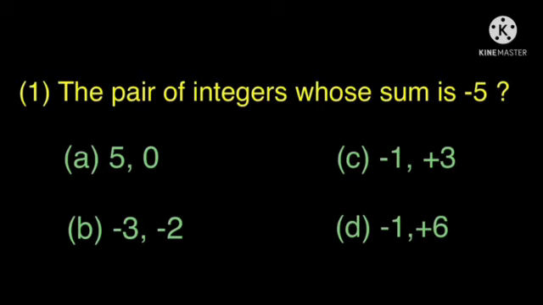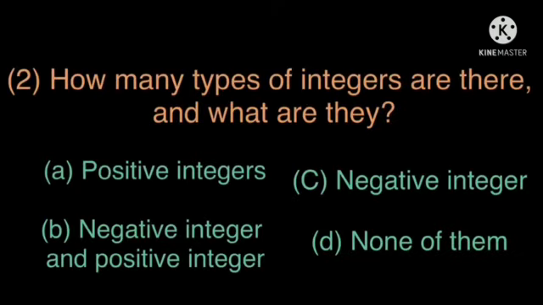Minus 3 plus minus 2. Here minus 3 plus minus 2 is minus 5. Yes, minus 5. Here we can understand that the second option is the right answer. Yes, now let us go through the second question. Here what is given is, how many types of integers are there and what are they?